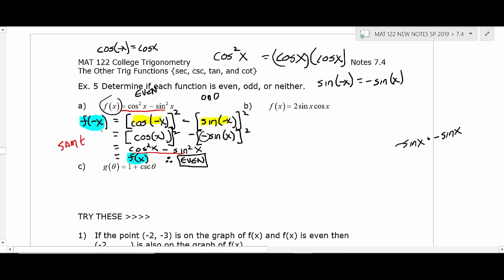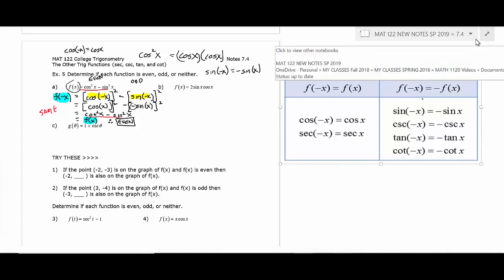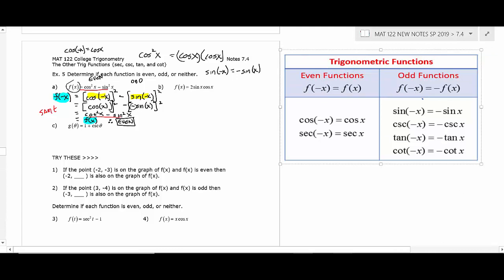Always start with f of negative x, replace all the x's with negatives, work out the algebra, and then see if you end up with f of x or negative f of x or something totally different. That's the idea. I'm going to do one thing here real quick. Like magic, this diagram pops up. I'm just going to put this to the side to refer to it. I prefer that you never have to look at this. I'm trying to teach it in such a way that you know which functions are even or odd, and you understand even and odd so well that you can create the identity as you need it.